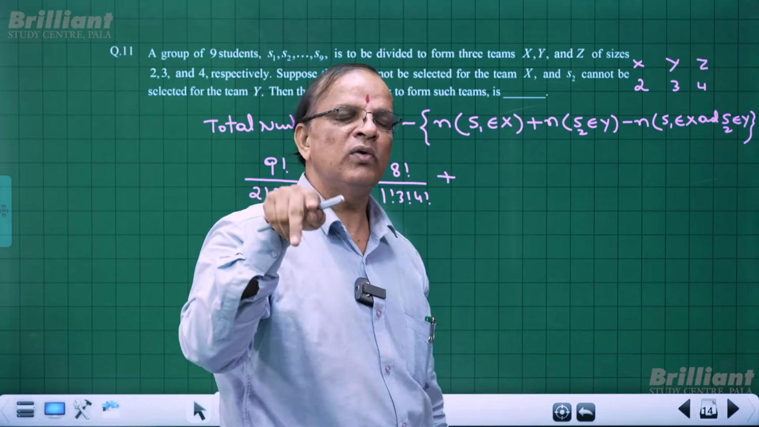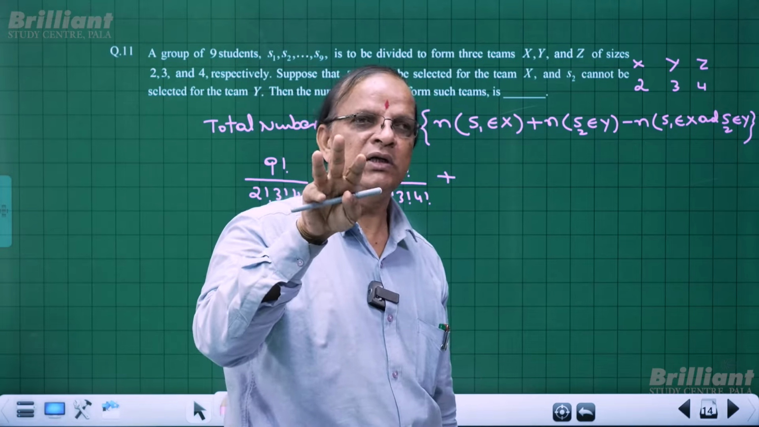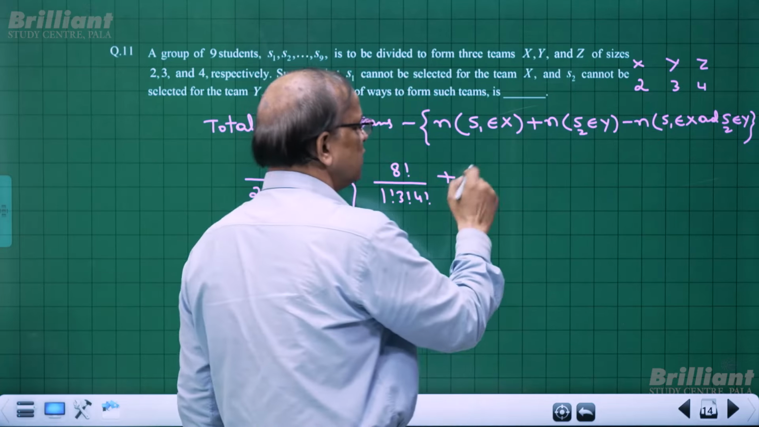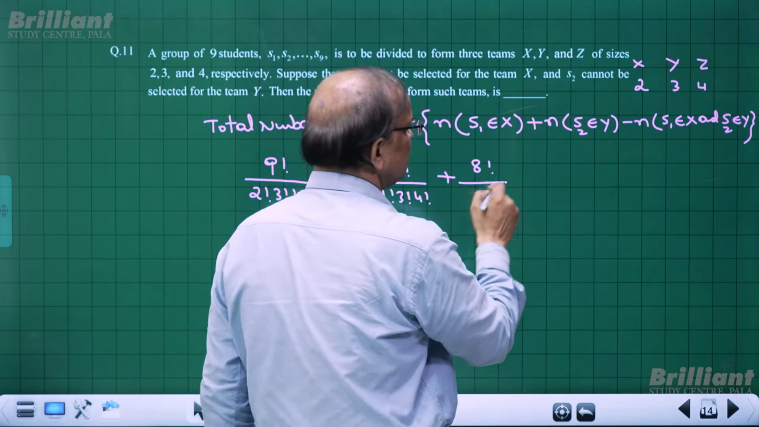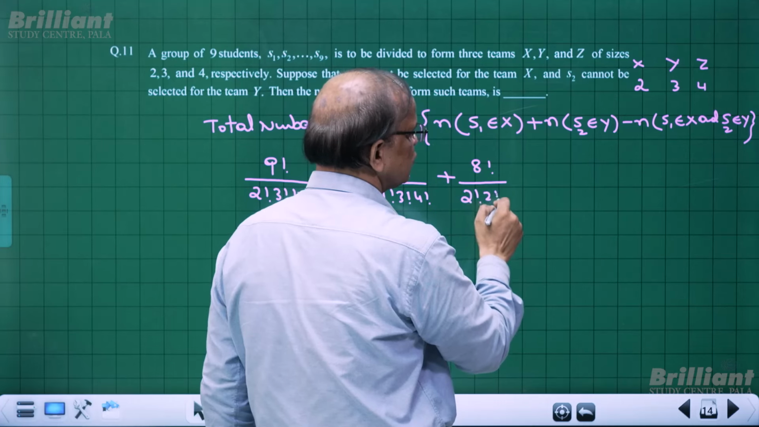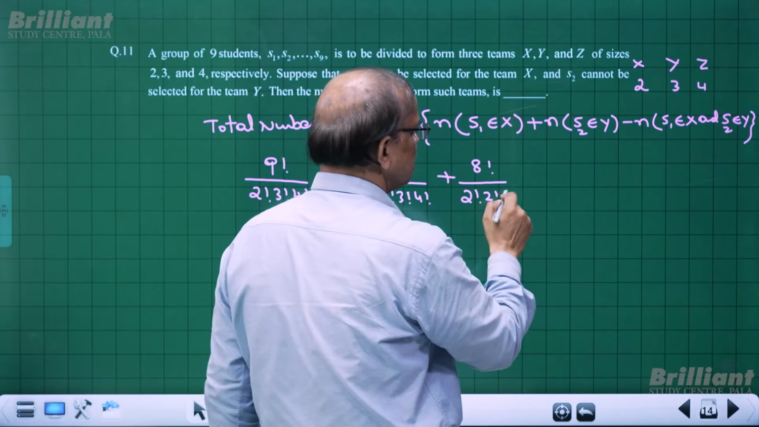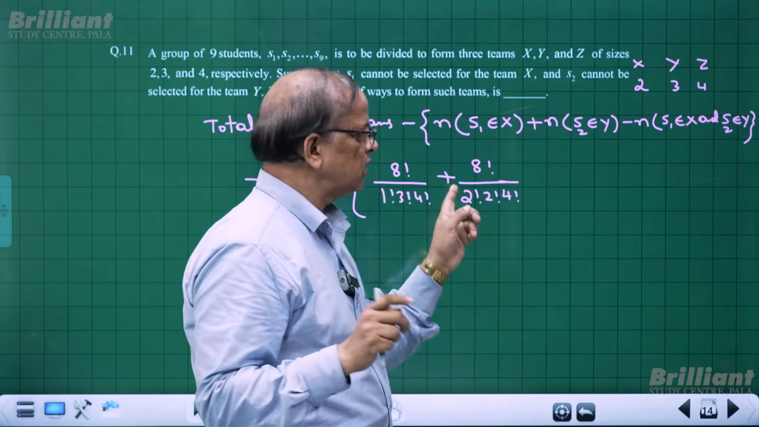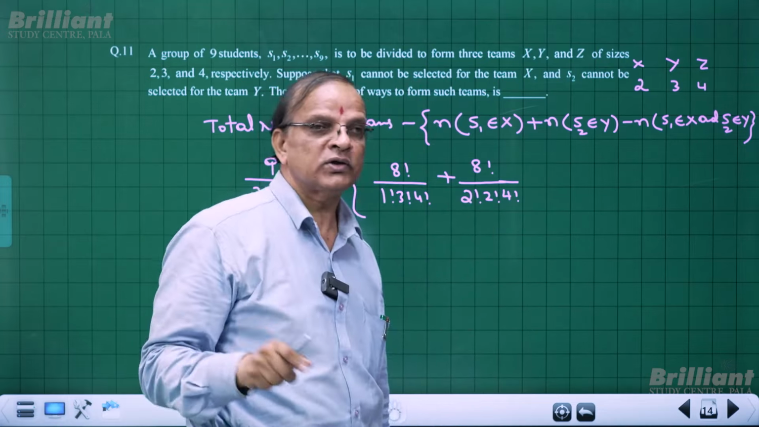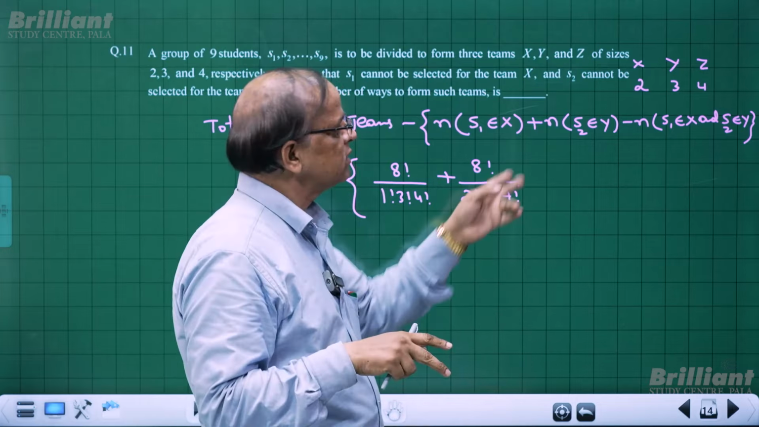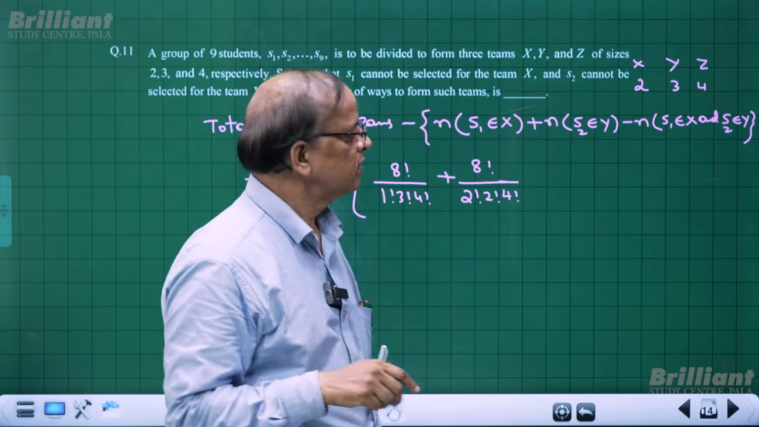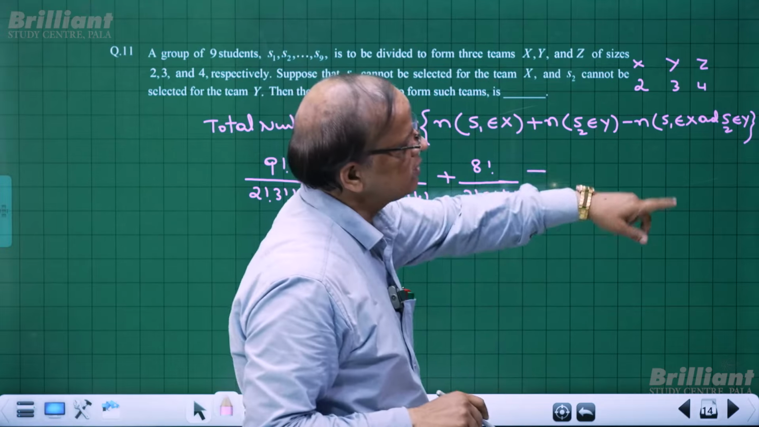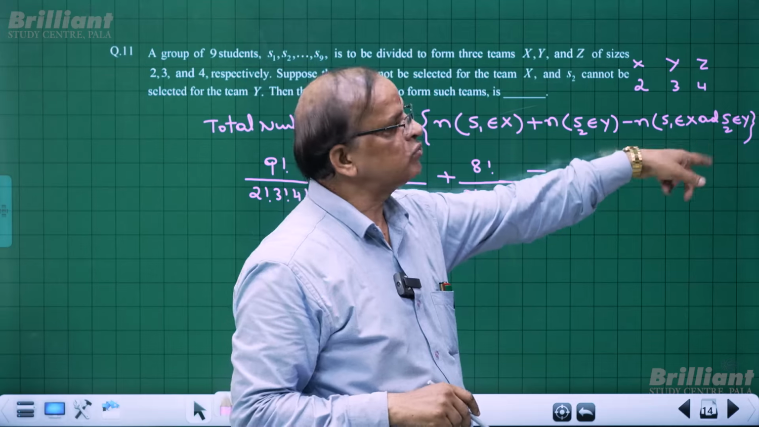Now, 8 can be divided into 2, 2, 4, right. So, therefore, again 8 factorial by 2 factorial, 2 factorial, 4 factorial. Here you may have 2 equal groups, so divide by 2 factorial, but here these are distinct persons. So, not the same. Minus this is what: S1 belongs to X, S2 belongs to Y.